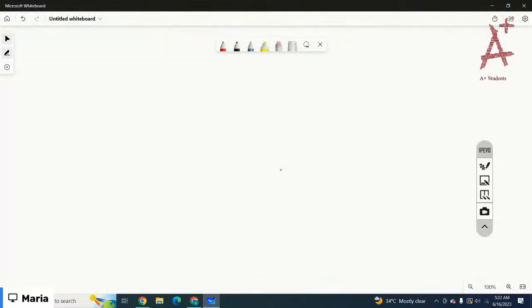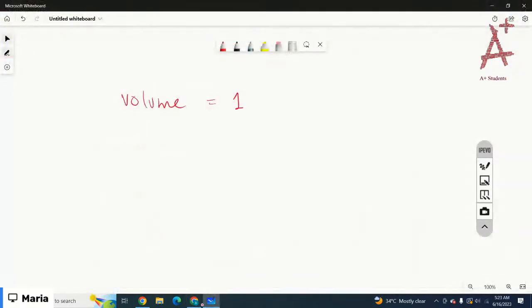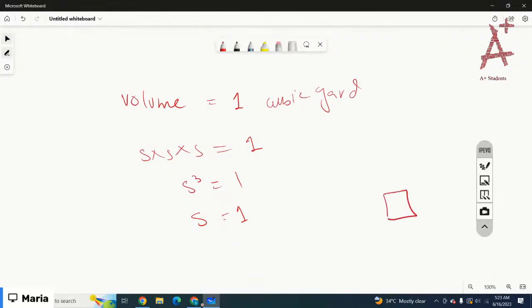Okay, you are given the volume is 1 cubic yard. Got it? So we know that the volume is side times side times side. That would be 1. So it would be side cube equals 1. Just take the cube root, so it would be side equals 1. That means the side lengths would be 1 and 1. You have a cube that has its side lengths 1. You have to calculate the surface area.